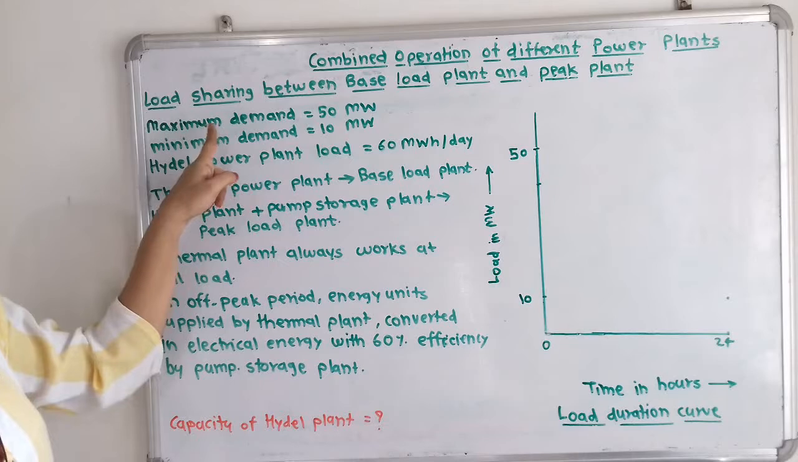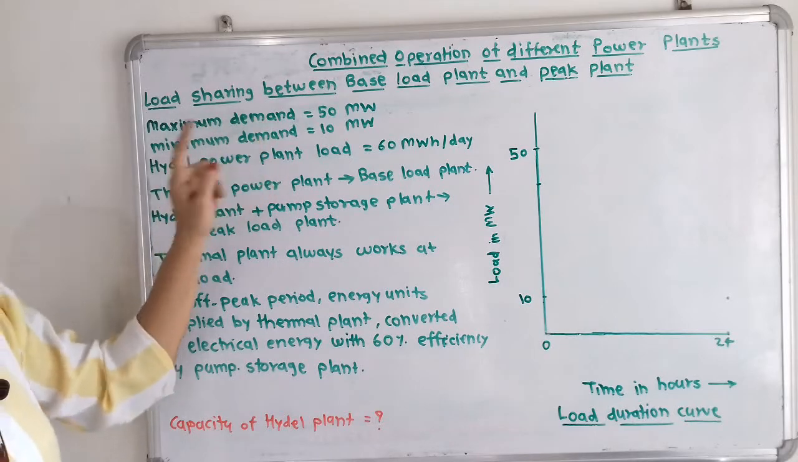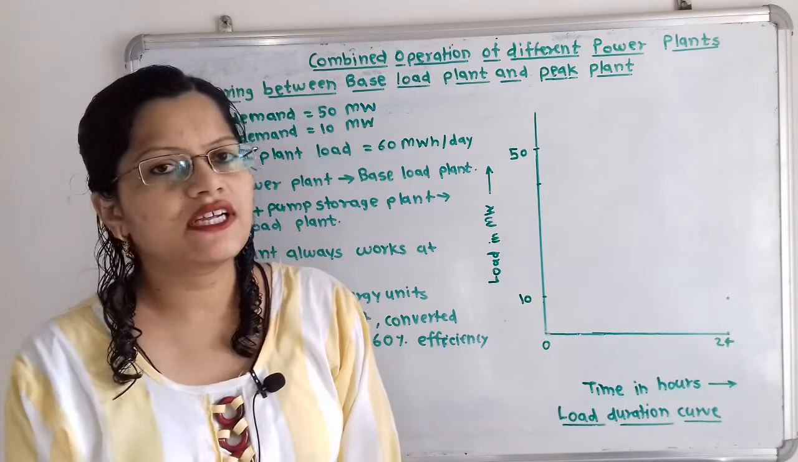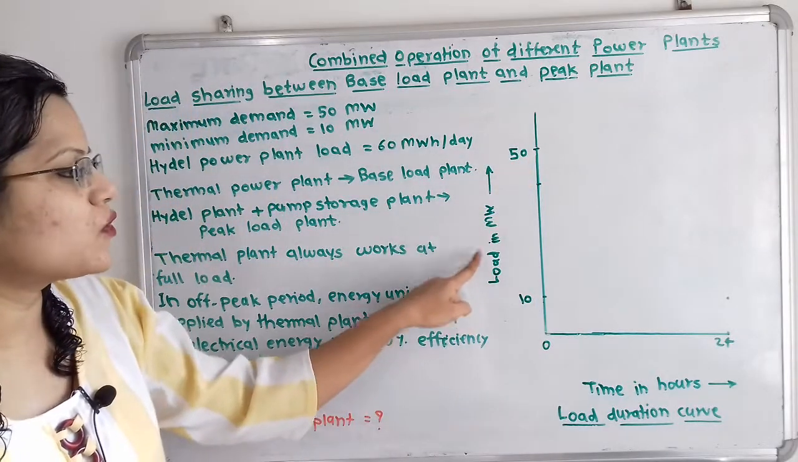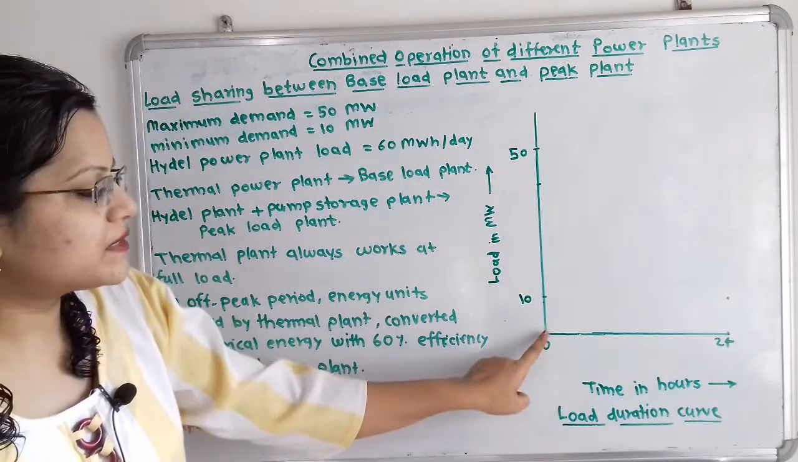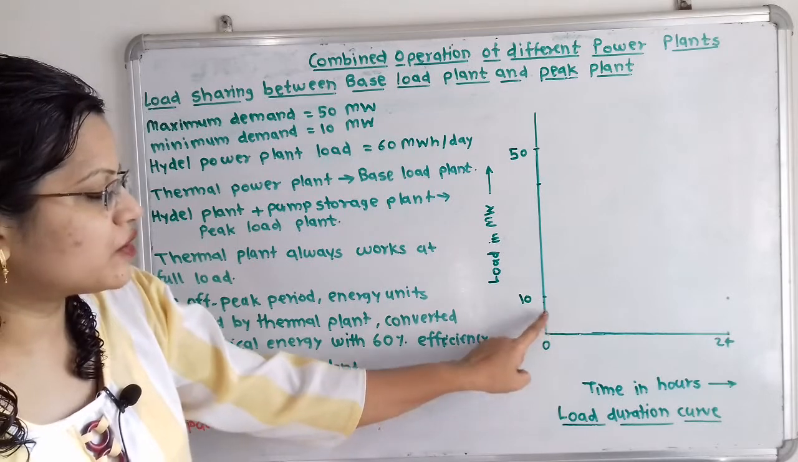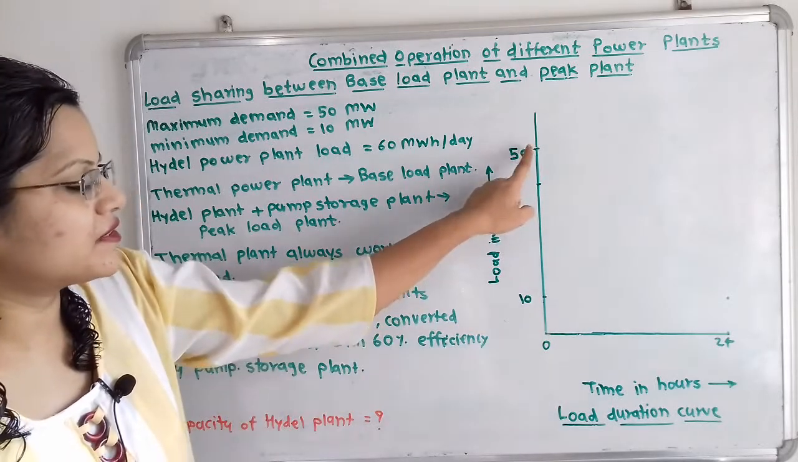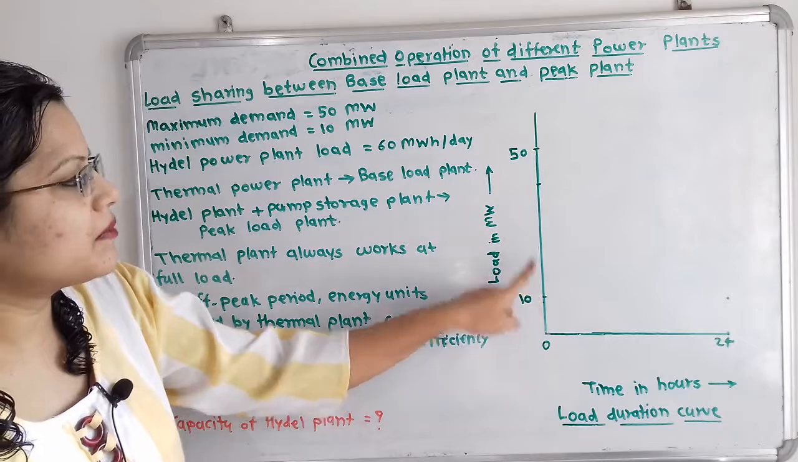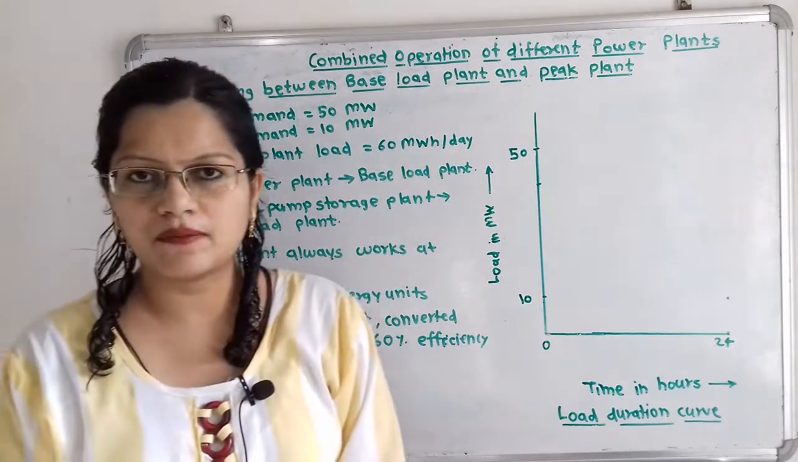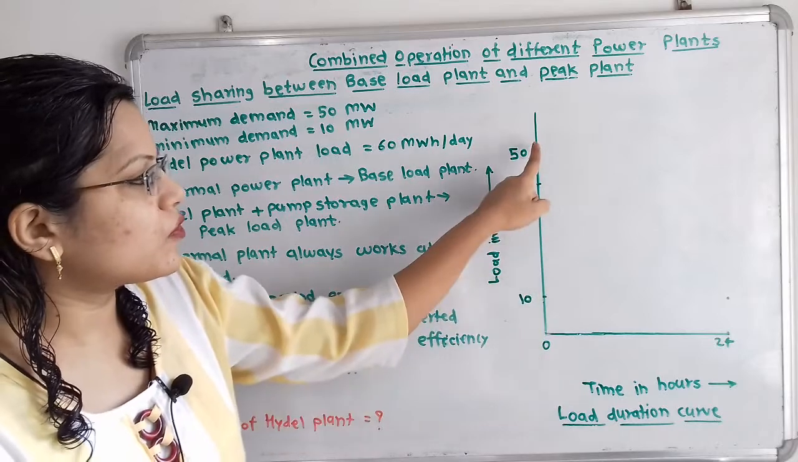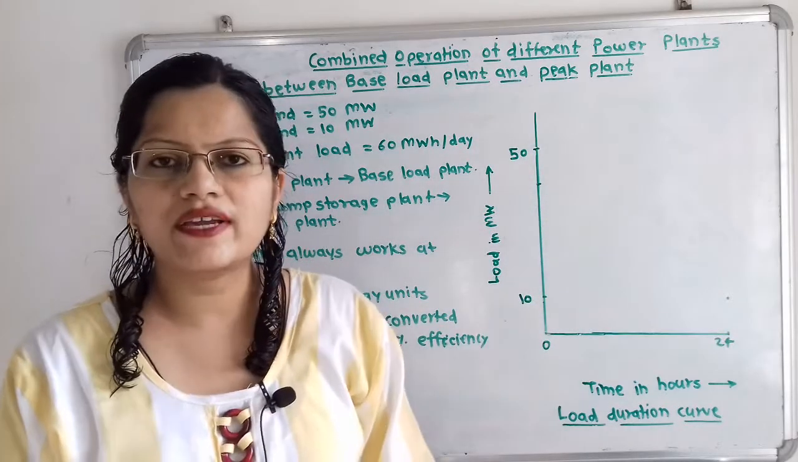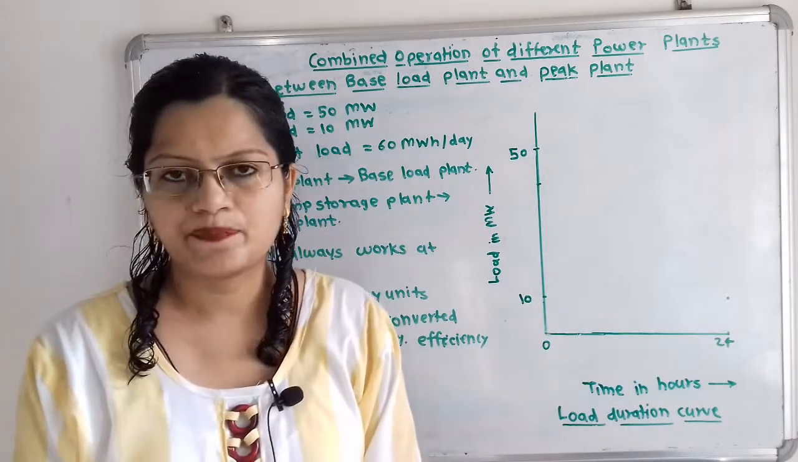Here the demand limits, maximum and minimum load, are mentioned in megawatt. So on this vertical axis we will plot the load in megawatt. We will start from 0, then 10, and here is 50. This is the minimum load and this is the maximum load. During this, the load varies linearly from maximum to minimum, so we have to draw a straight line.